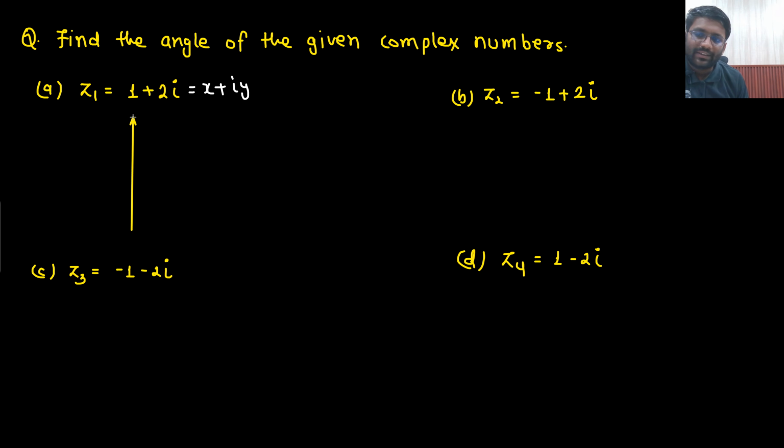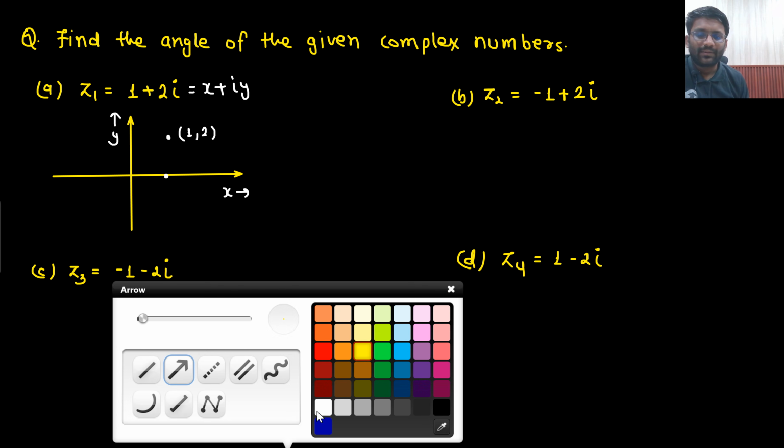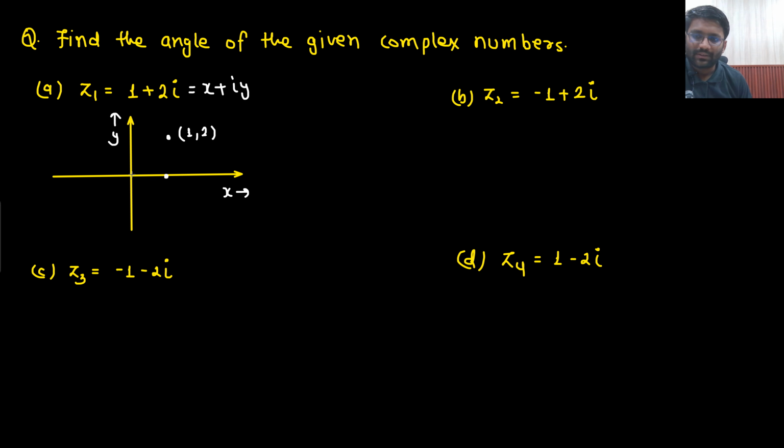So first let's denote this number 1 + 2i on the xy plane. This is your x-axis, this is your y-axis. On the x-axis you go to 1, on the y-axis you go to 2. So this will be the point (1, 2). Do you understand this point? Let's draw this line here. You need to find out the angle made by this line with the positive x-axis in the anti-clockwise direction.